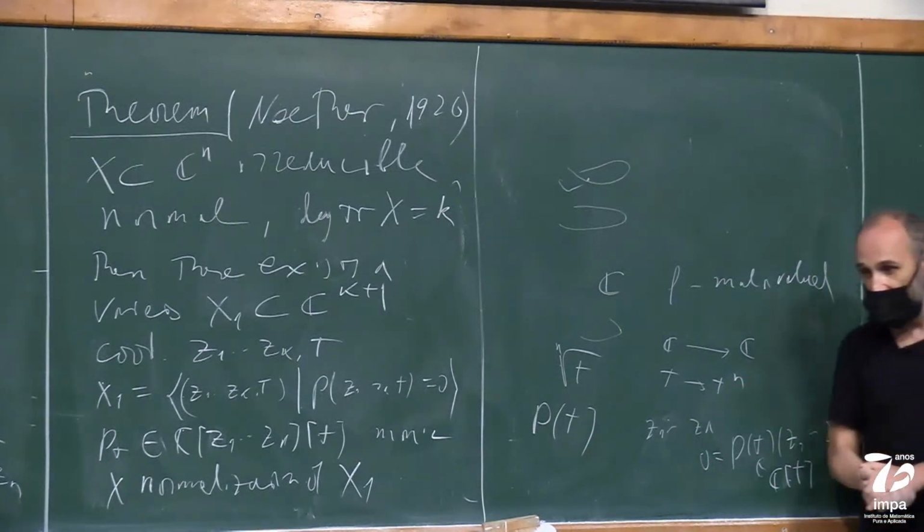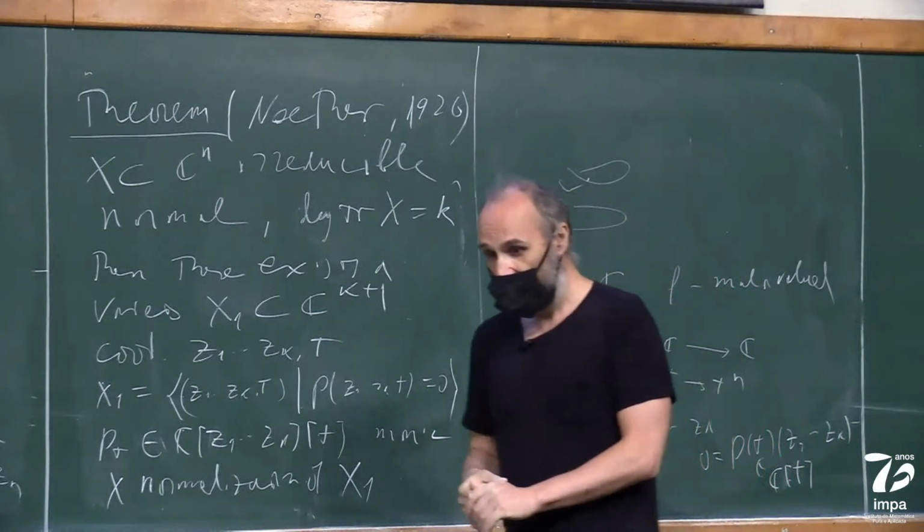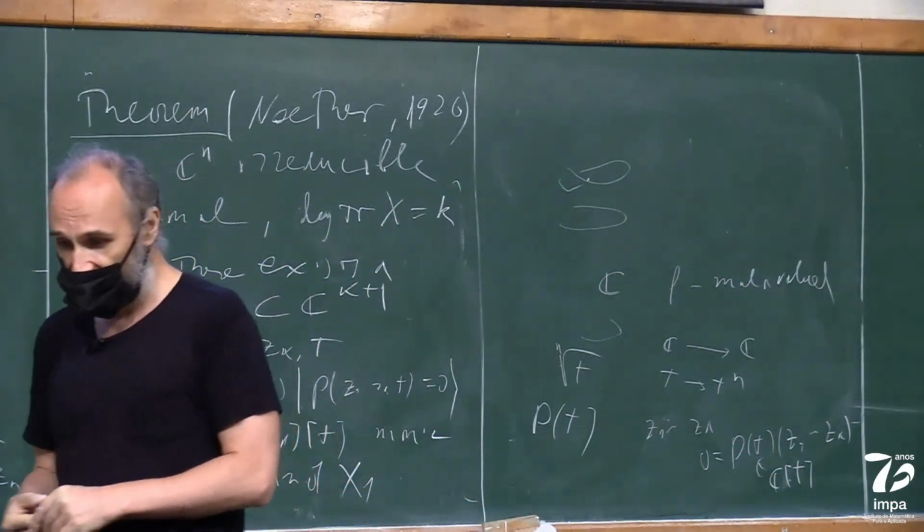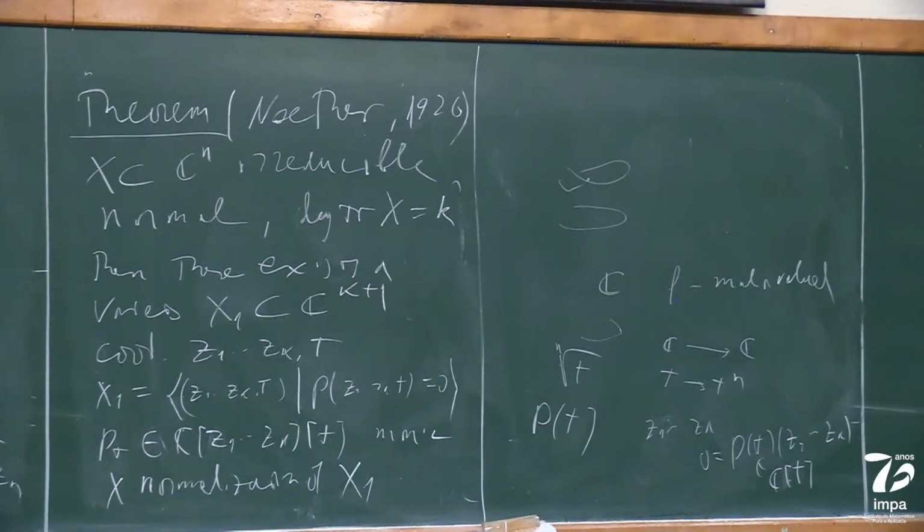So this is the meaning of the Noether normalization theorem. It tells you that every affine variety is a ramified cover of C^d up to normalization.